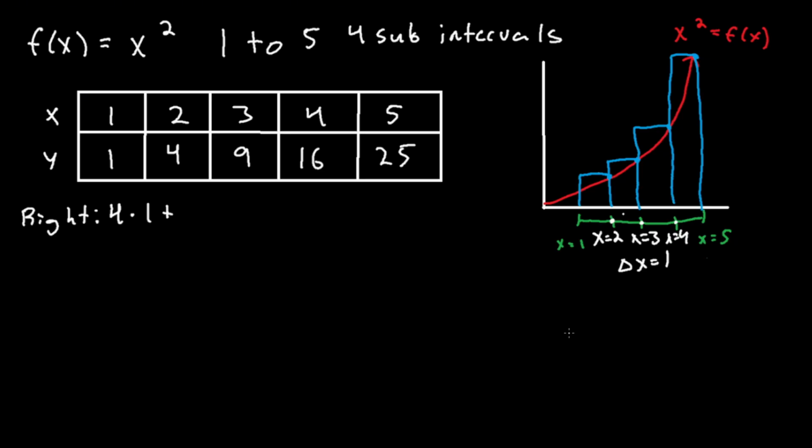So next, we go to the next value, the next height. The height of the rectangle is given by this point here, and this point is at x equals 3. So x equals 3 is given a y value of 9. Therefore, the height of the rectangle is 9.